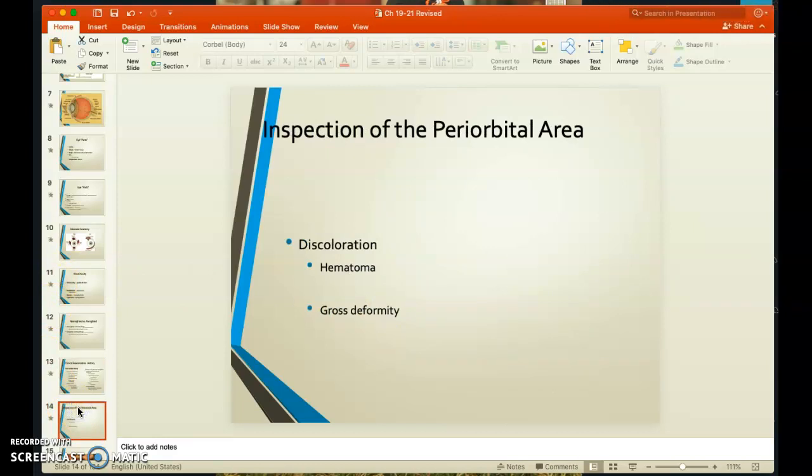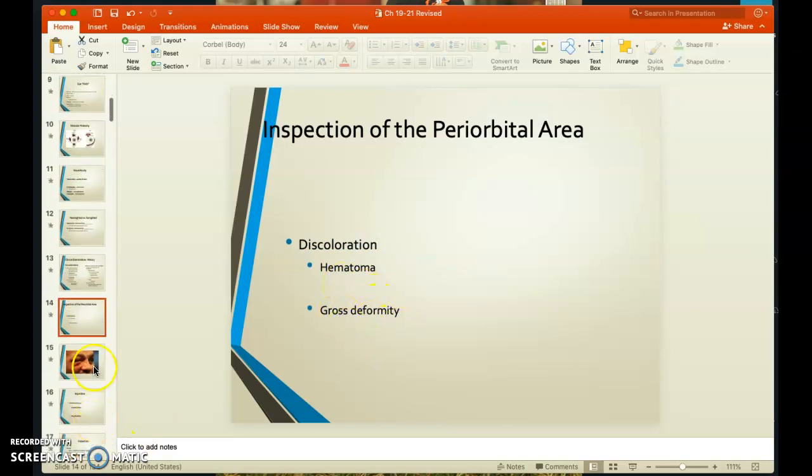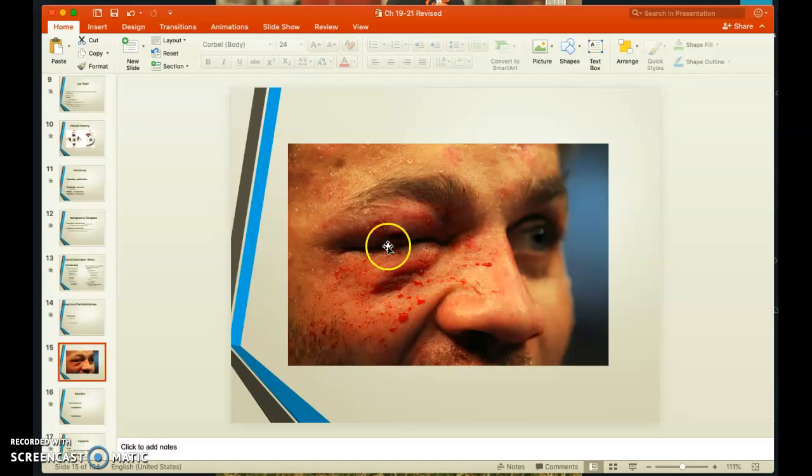When we inspect, the periorbital area, that's around the eye socket, look for any discoloration, so that bruising, a black eye, or potential gross deformity, swelling. Here we have an MMA fighter after a fight. That's what I mean by the gross discoloration, gross deformity. We can see a cut there. We can see a massive amount of swelling. So all things to look for when examining the eye.